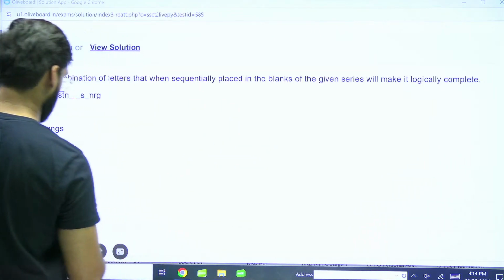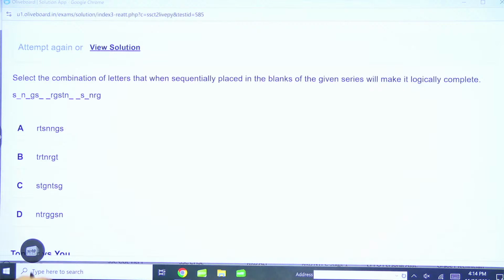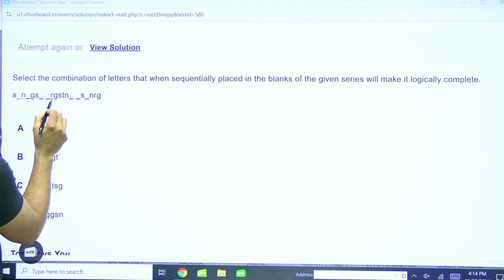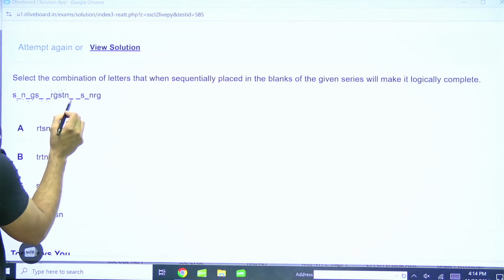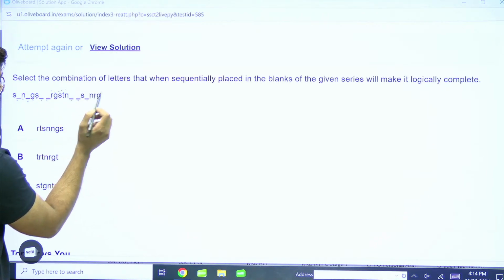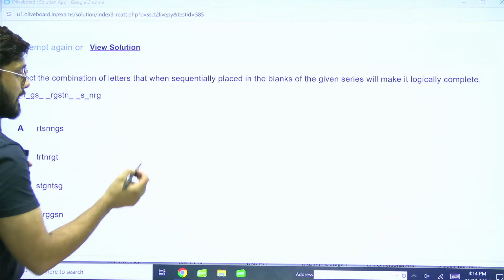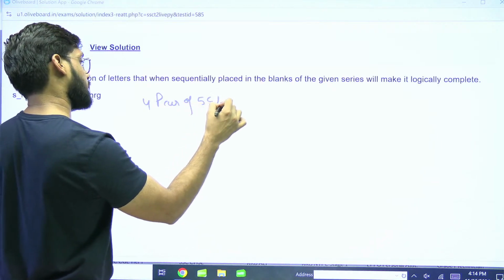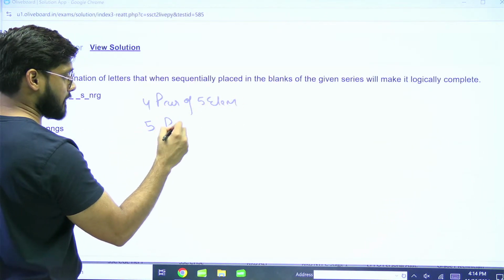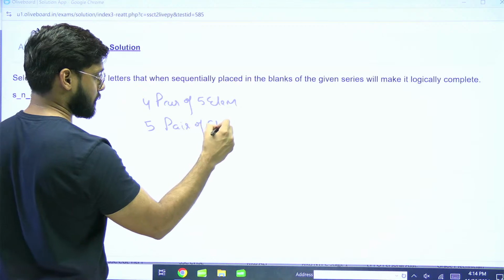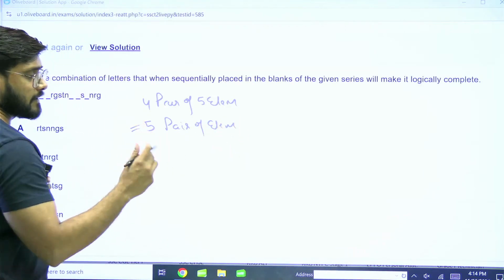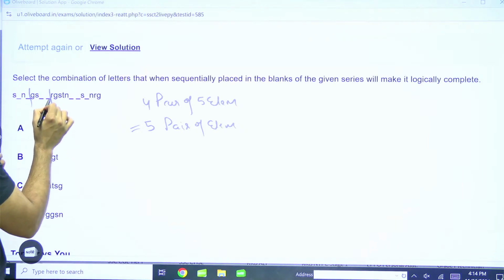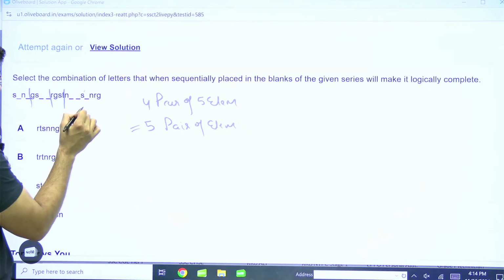Let's see what should be the right answer. How many elements are there? 1, 2, 3, up to 20. Again 20 can be written as 4 pairs of 5 elements or 5 pairs of 4 elements. Earlier we took 5 pairs, so let's again take 5 pairs of 4 elements. 1, 2, 3, 4, and so on.